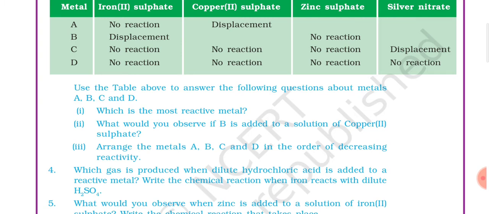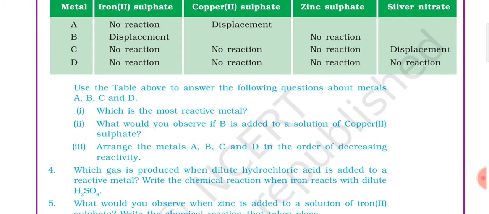And then the last one, which is the least reactive among all 4, is D, because you can see that metal D is not able to displace any of the metals iron, copper, zinc and silver. So that is why metal D is least reactive among these 4.